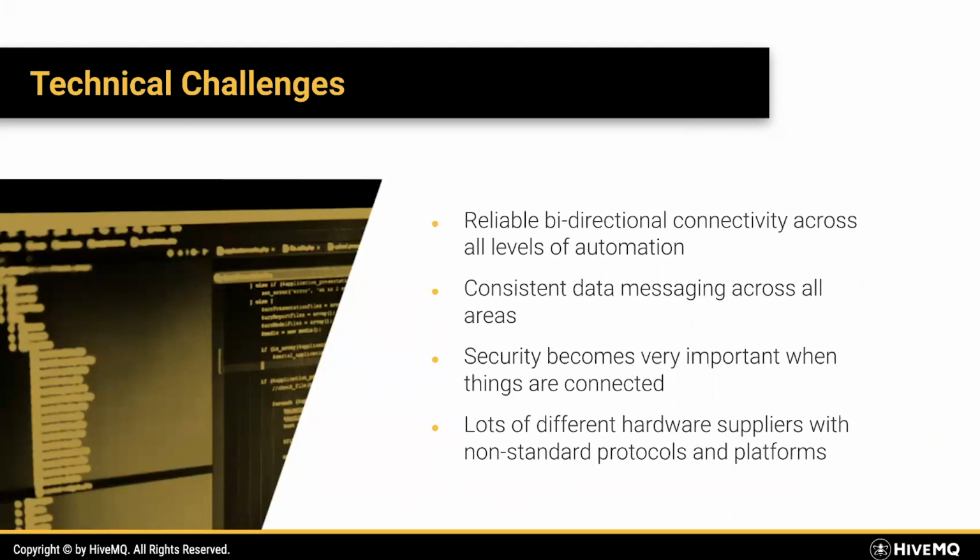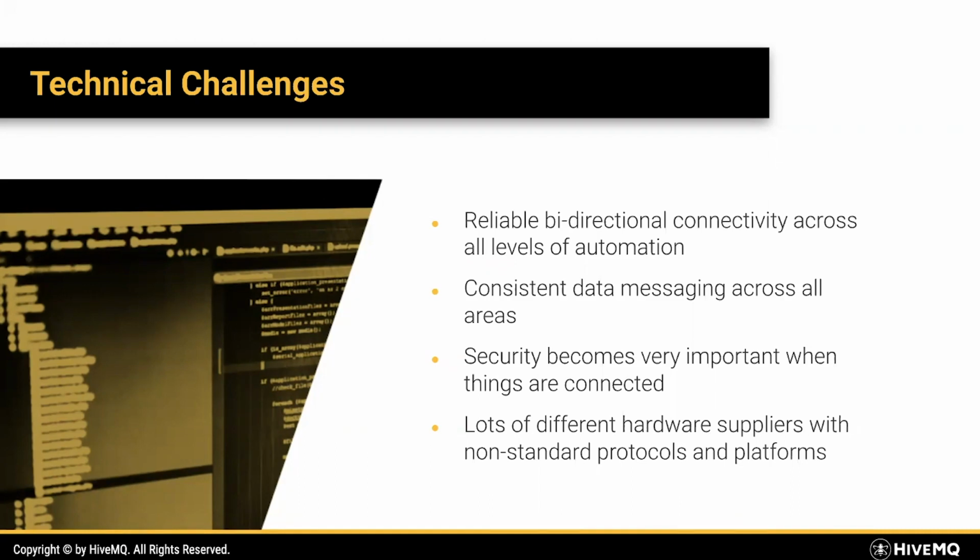There are a few technical challenges when you think about the patterns flow. And this is what you really require from sensor to cloud. And for all these patterns, you need a reliable and bidirectional connectivity across all the levels of automation. And also what you usually want is a consistent data messaging across all areas. You don't want to reinvent the wheel, and you really want to be consistent and be future-proof.